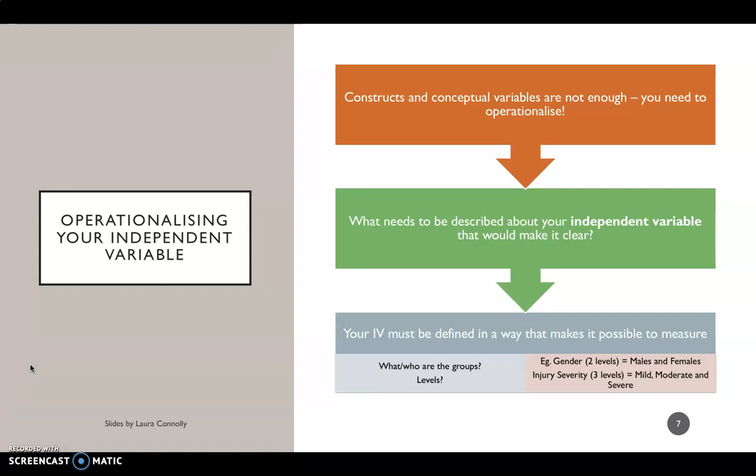Another example could be injury severity. This is our broad independent variable or our grouping variable. However, we need to move beyond that to operationalize it by describing the levels. In this case, it could be mild, moderate, or severe injury severity.